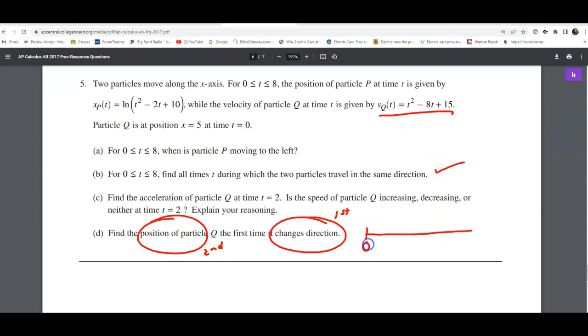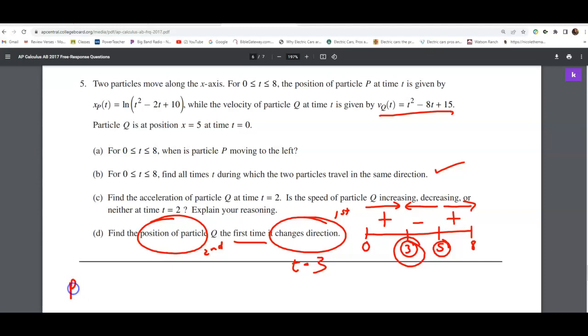And what we found for that was, I'm trying to remember what it was now, I've got to refresh my memory. We found out that it was positive here, negative here, and positive here, which means that it was moving to the right, then it starts moving to the left, and then it starts moving to the right again. So at 3, it changes direction, and at 5, it changes direction. They want us to find the position the first time it changes direction, so that's this one. So it's changing direction at 3. Now they want me to find the position.